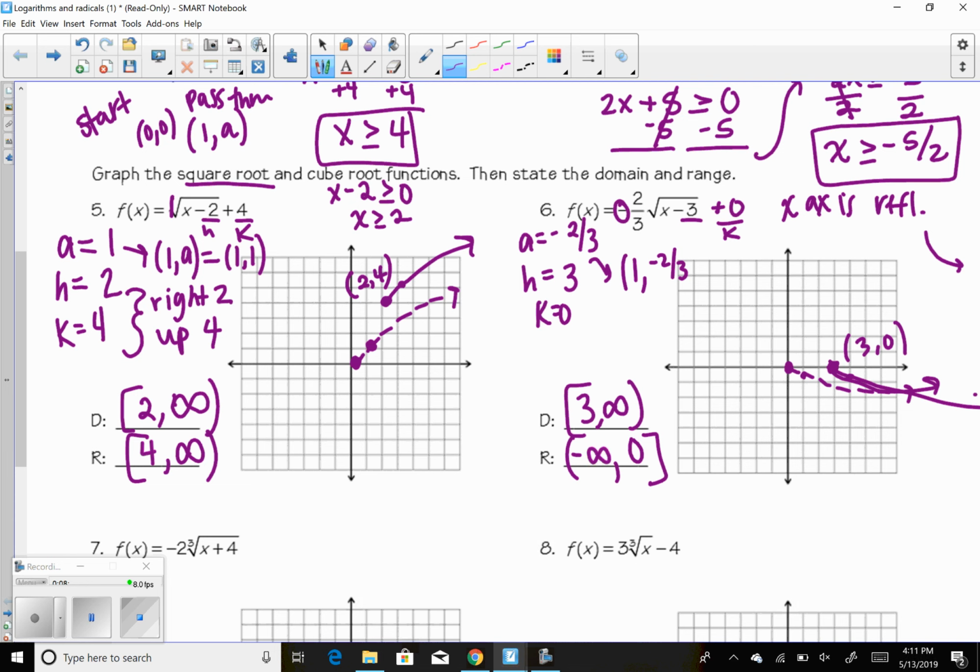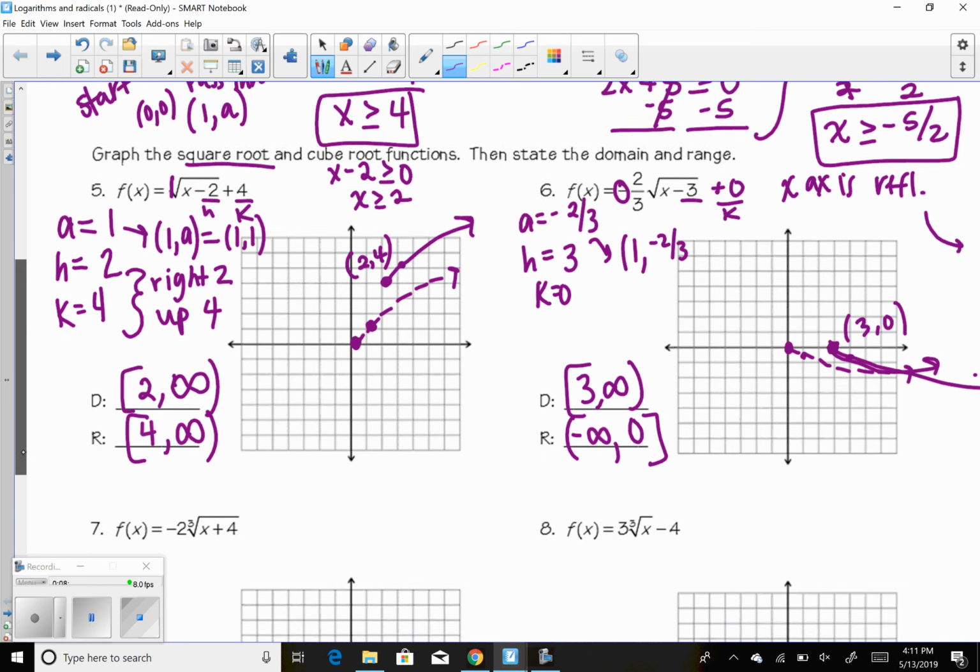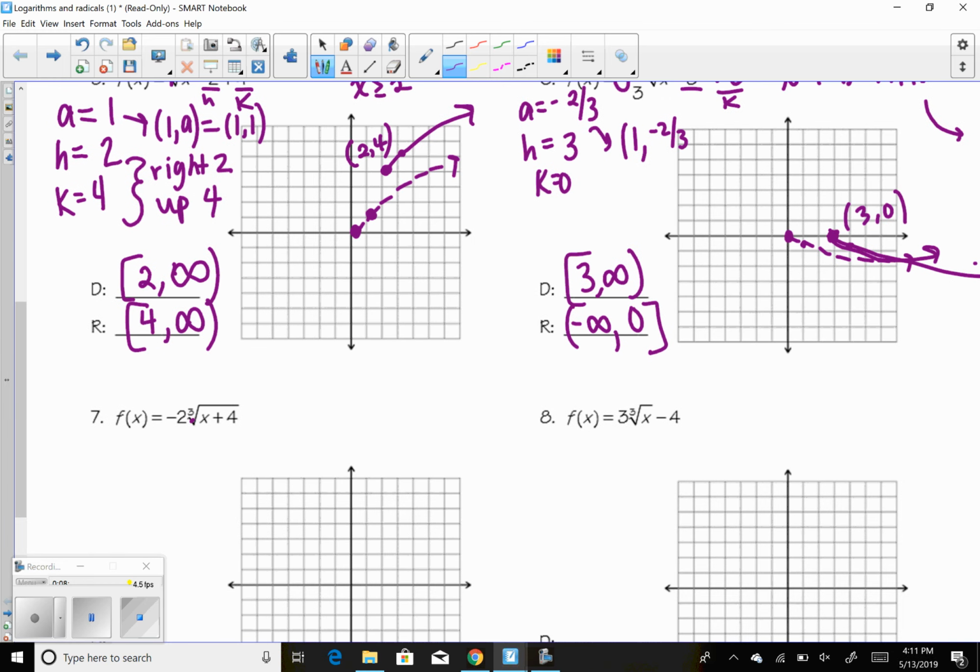So square roots start at the point (0, 0) and pass through the point (1, a). Cube roots, if you remember, have this 3 up here in the index. That's how you know it's a cube root. They start at (0, 0) and pass through (1, a). But remember, they also pass through (-1, -a). So they get that third point. It's a cube root. It needs 3 points. Okay?